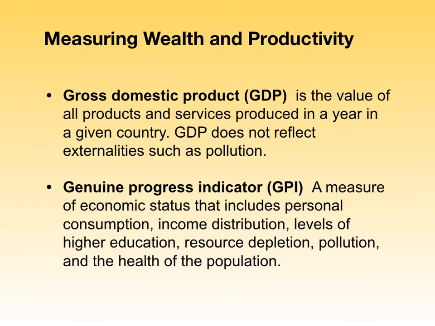So, GDP. Economists use different national economic measures to gauge the economic wealth of a country in terms of its productivity and its consumption. Most of them do not take externalities into account, as we said before. The most common measurement is GDP, gross domestic product, and that refers to the value of all products and services produced in a year in a given country. GDP includes four types of spending. We call that consumer spending, investments, government spending, and exports, minus the imports.